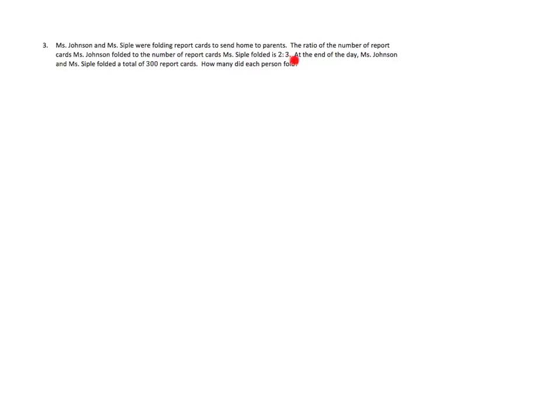Well, we have our ratio here of 2 to 3. And then we have our total of 300 report cards. Let's try solving this one without a tape diagram. It's told us that the total is 300, so we're working with a part to whole ratio. Well, we know the whole is 300. What is the total of parts we have? Well, we have 2 parts for Ms. Johnson and 3 parts for Ms. Sipple, so that's a total of 5 parts.